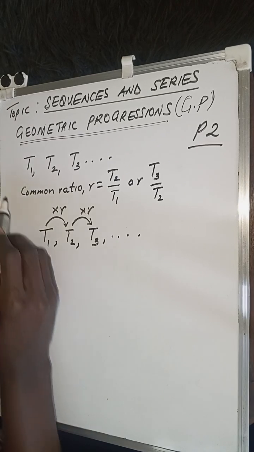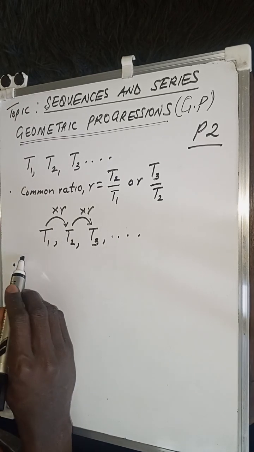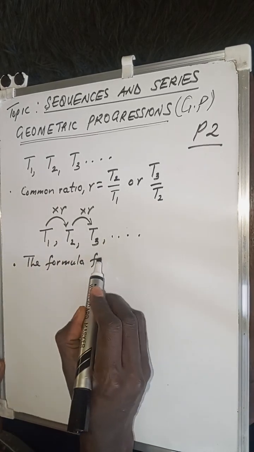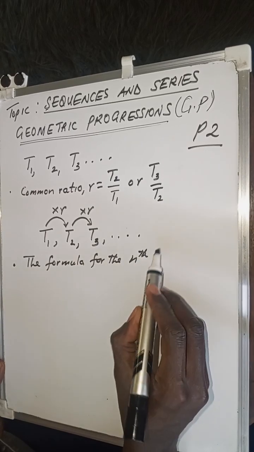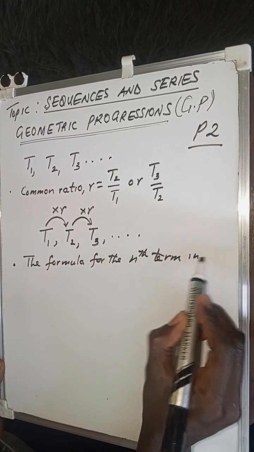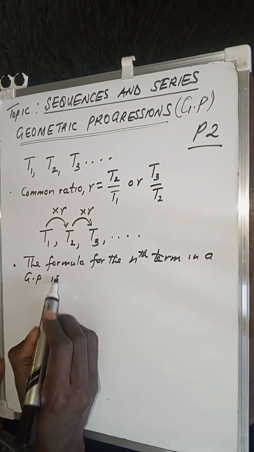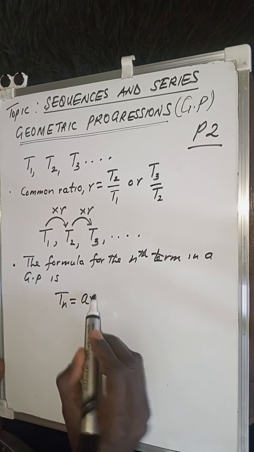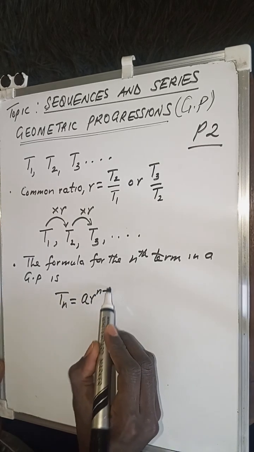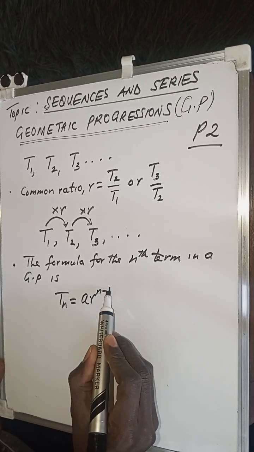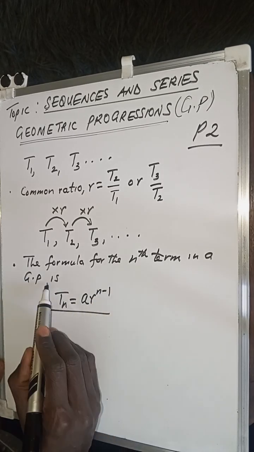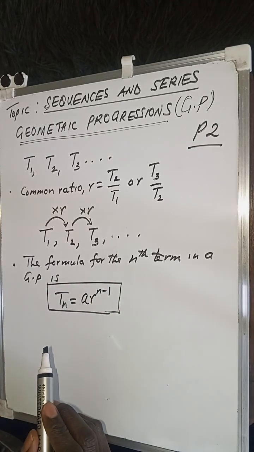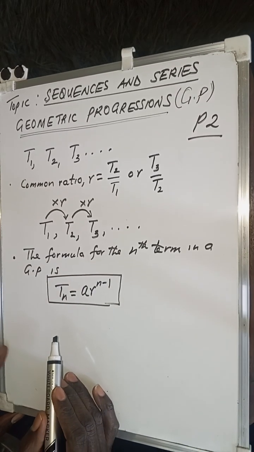Now, another concept that I want you to pick up is the formula for the nth term in a GP, a geometric progression. It is simply given by Tn is equal to the first term multiplied by the common ratio raised to n minus 1. Remember, the r is raised to n minus 1. So this is the formula that we are going to be using if we want to find the formula for the nth term. That is what you need to remember there.